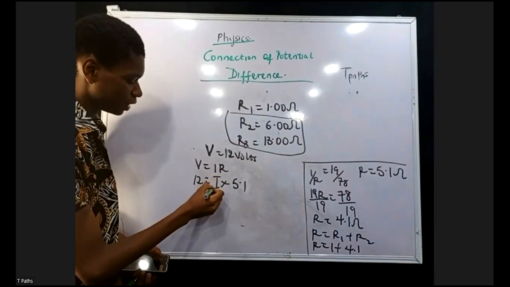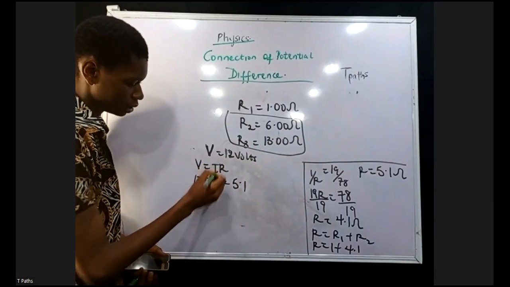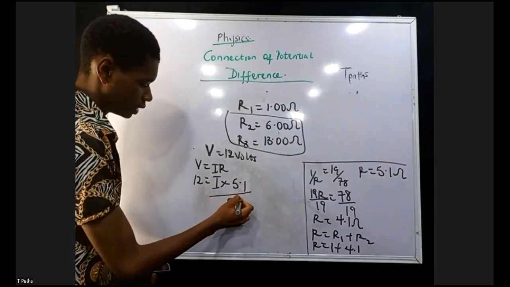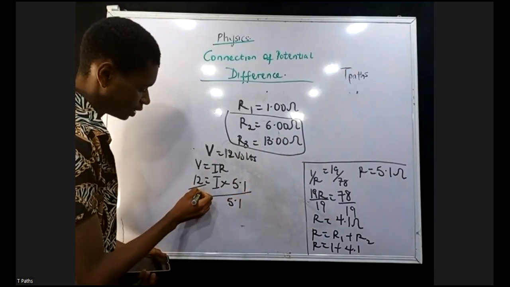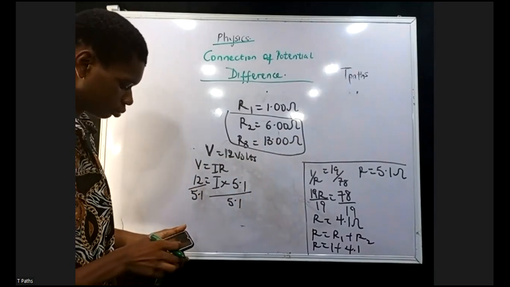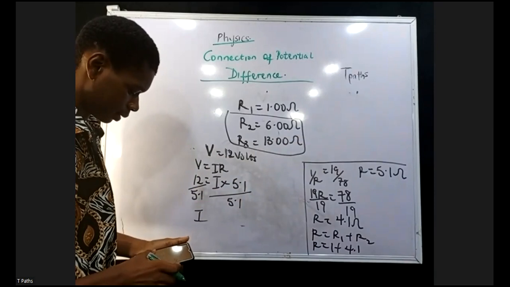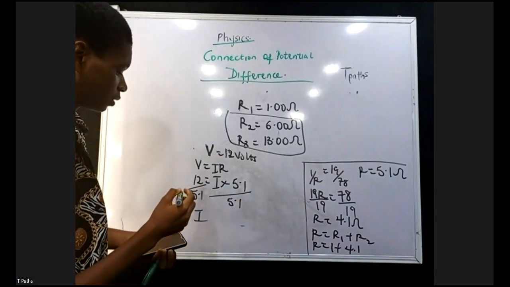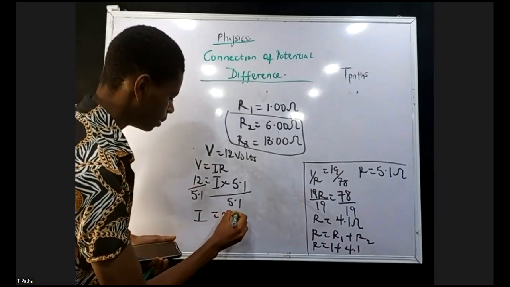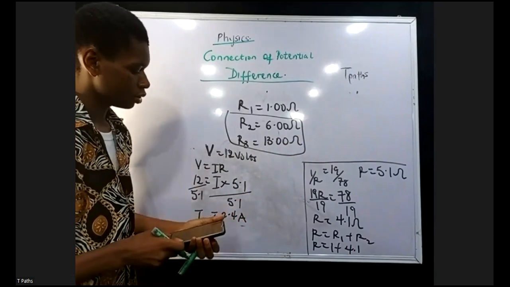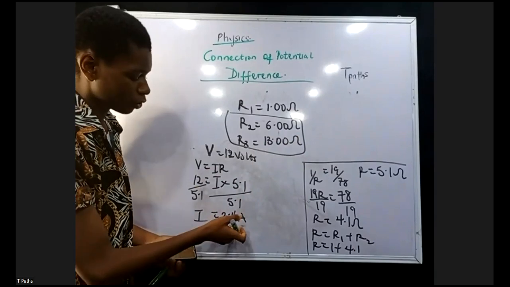So for me to get the value of my I, let me write this clearly. I'll have to divide through by 5.1. So I'll say 12 divided by 5.1. That should give me 2.4 amperes. Don't forget, electric current is measured in amperes. Okay, so this is the amount of current passing through the circuit.